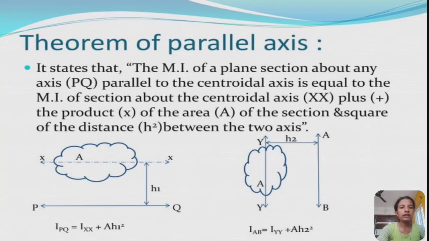Theorem of parallel axis. It states that the moment of inertia of a plane section about any axis parallel to the centroidal axis is equal to the moment of inertia of the section about the centroidal axis plus the product of the area of the section and the square of the distance h square between the two axes.